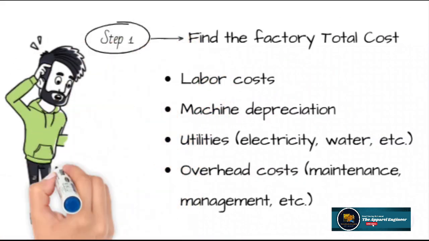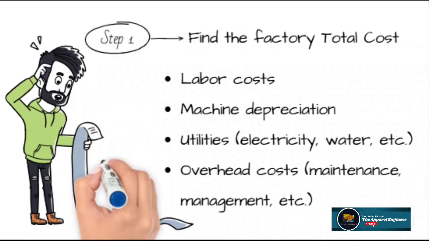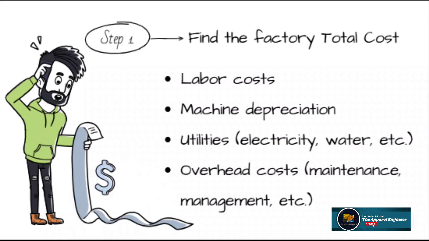To calculate CPM and EPM, we first need to determine the total factory cost. This includes labor costs, machine depreciation, utilities like electricity and water, and overhead costs such as maintenance and management. These details should be obtained from the finance department to ensure accurate calculations. In the next steps, we'll see how to use this data to find CPM and EPM effectively.